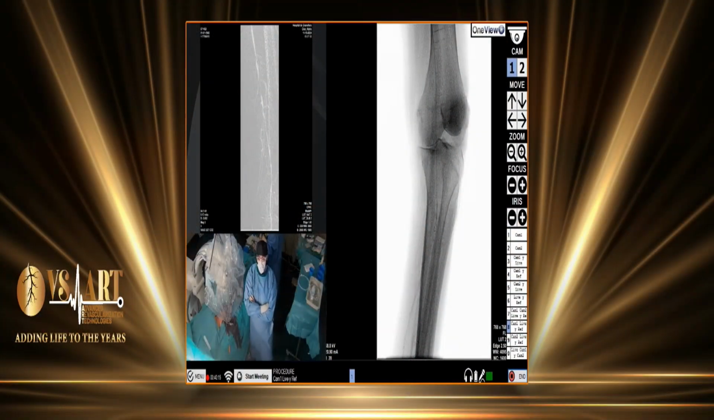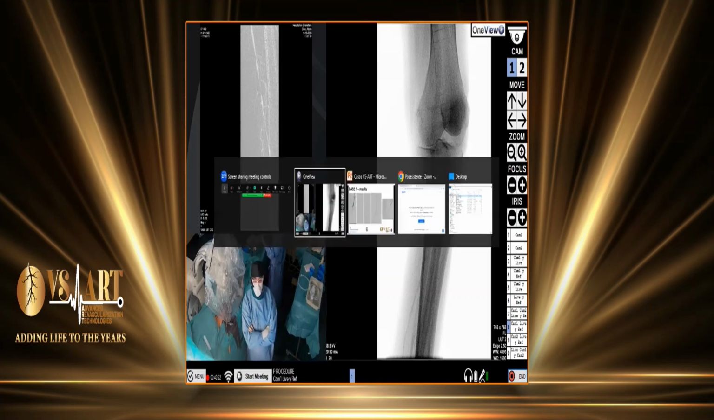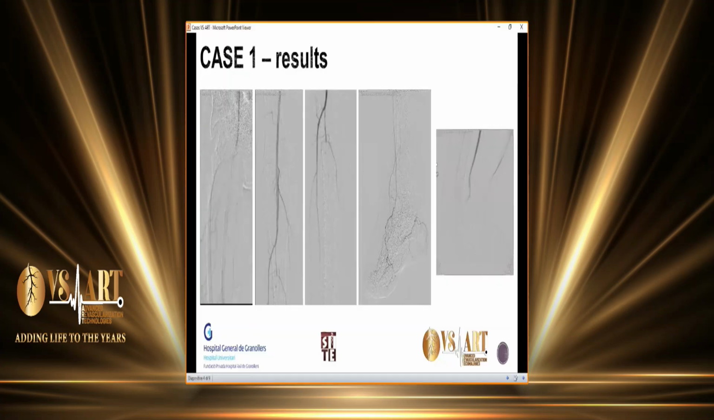Perfect. Well, good afternoon, everyone, and welcome again. We're performing the second live case. Let me share with you the final end of yesterday's live case. Can you see the screen? Yes. Okay, can you see the final angio? Yeah, okay.